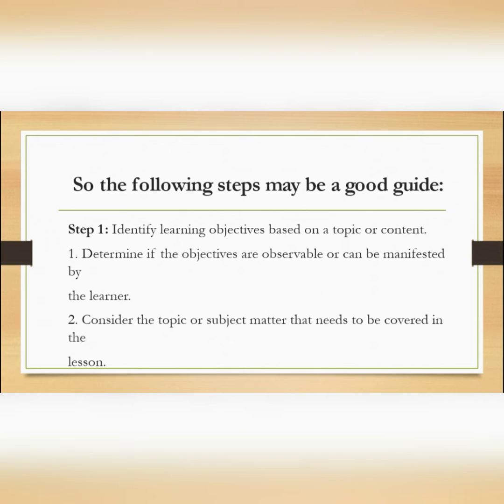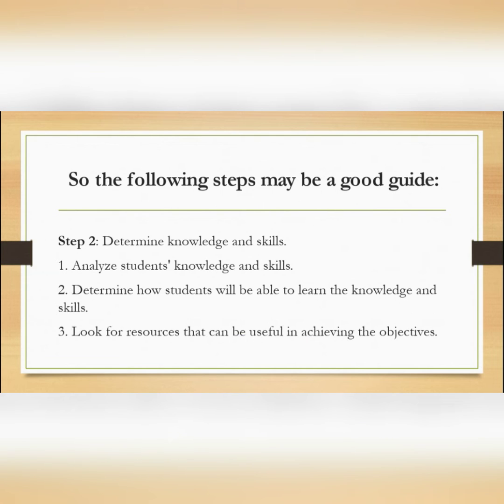Step 1. Identify learning objectives based on a topic or content. First, determine if the objectives are observable or can be manifested by the learner. Second, consider the topic or subject matter that needs to be covered in the lesson. Step 2. Determine knowledge and skills. First, analyze students' knowledge and skills. Second, determine how students will be able to learn the knowledge and skills. Third, look for resources that can be useful in achieving the objectives.